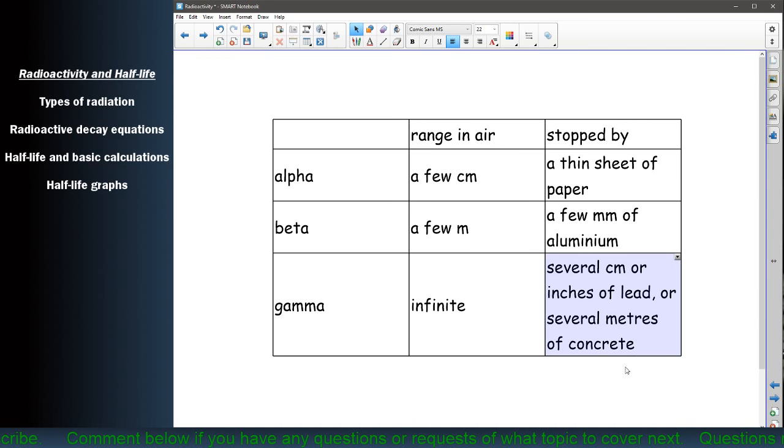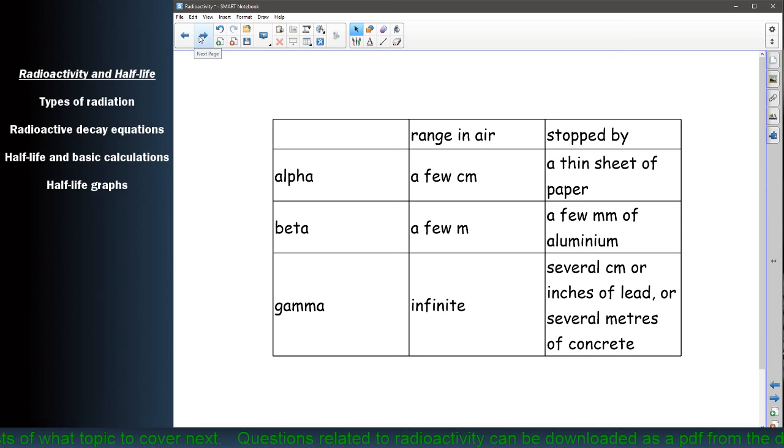Gamma radiation is used to kill cancer cells because of the fact that it's so dangerous to living cells in general, but it has the habit of, when not directed correctly, not focused correctly, it can cause cancer as well. All right, so on we go to our next little bit.